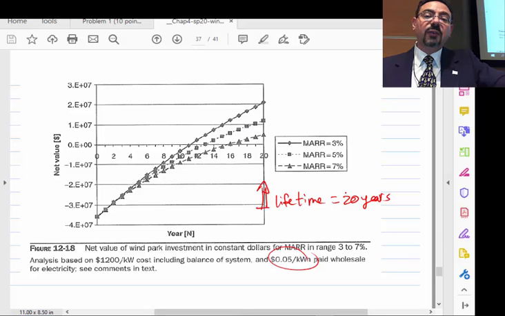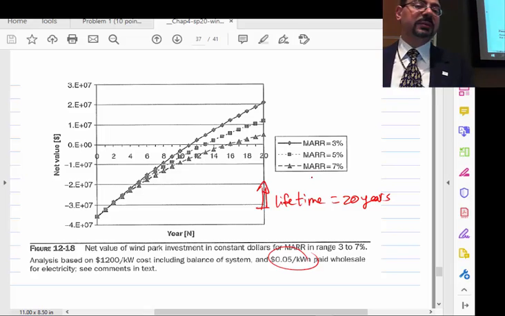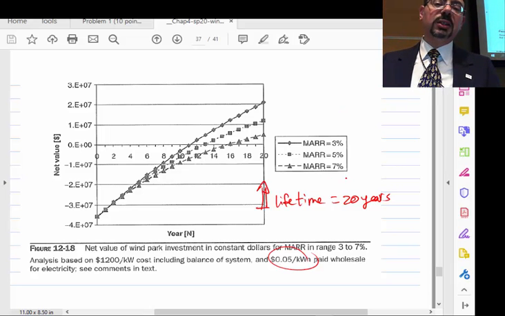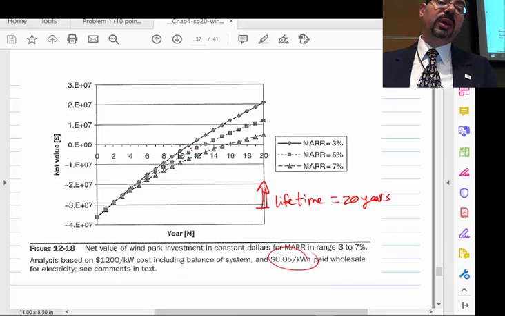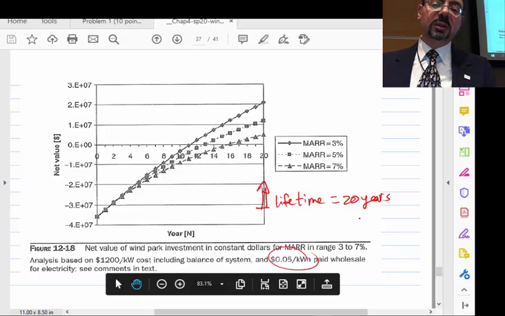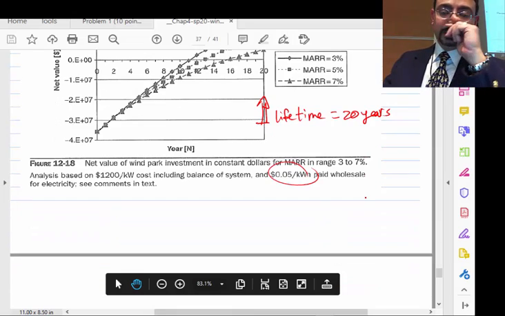Those three graphs are for different cases. If you're getting a loan, and that loan has a higher interest rate, then it will take you even more time to pay back, because you are paying more than what you got. You are paying the initial investment and the interest as well.